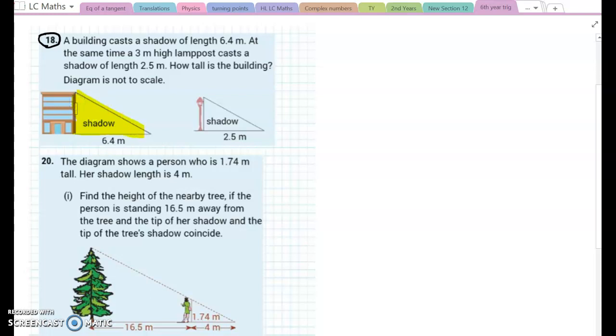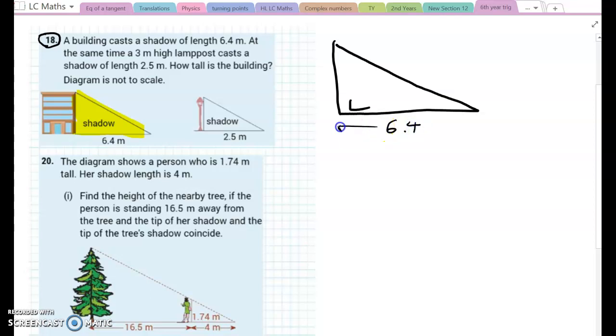the one in yellow, it's dealing with the shadow that's cast by a building. And it's a right angle triangle, and all you're told is that this bottom part of it is 6.4.